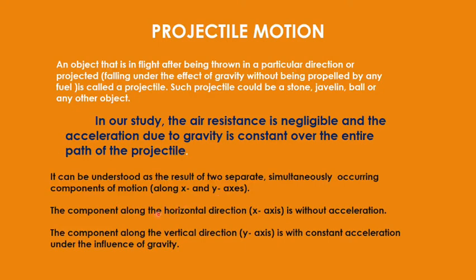So the component along the x-axis, the horizontal direction, of course has no acceleration, but along the vertical direction a constant acceleration is there, that is, acceleration due to gravity. So this is our understanding of the motion of the projectile. Of course, the object which is thrown is known as a projectile, and the motion of this body falling under the effect of gravity is known as projectile motion. So these two definitions should be clear: what do you mean by projectile, and what do you mean by projectile motion?